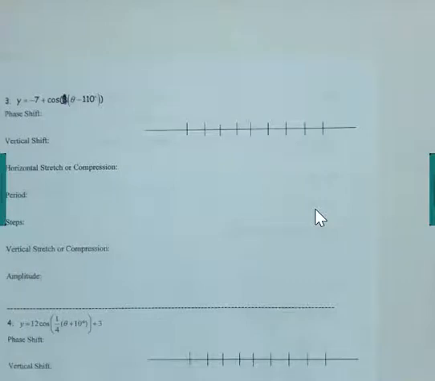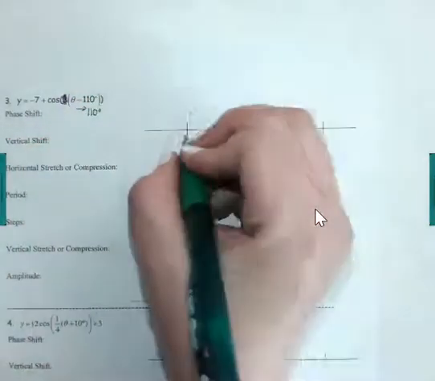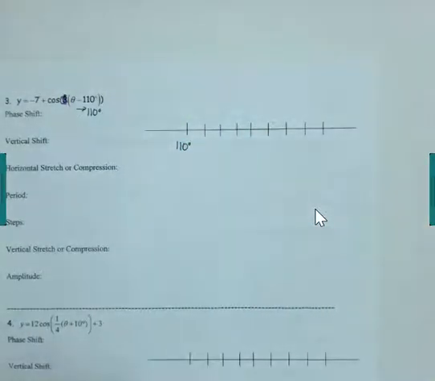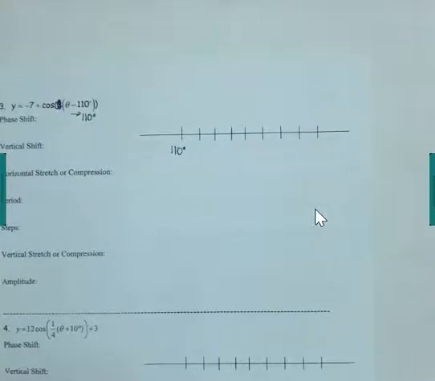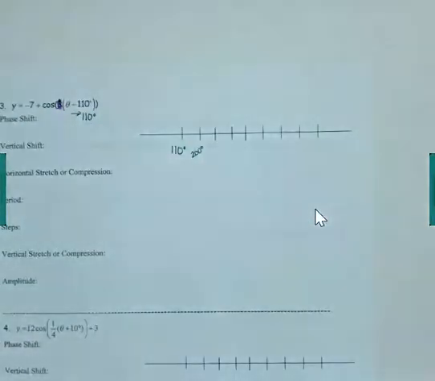Okay, so first thing, which way is my graph going to be shifted? I have theta minus 110. Which way am I going to shift? To the right, how many? 110 degrees. So my first one is going to be 110. What am I going to count by? Same as last time. 90. So what's 110 plus 90 for my next marker? 200. Okay, then add 90 again. What am I going to go up by?